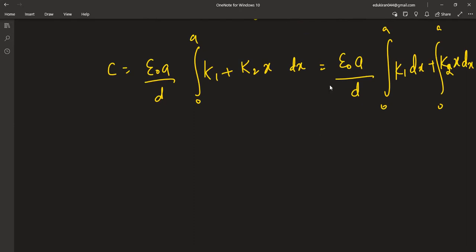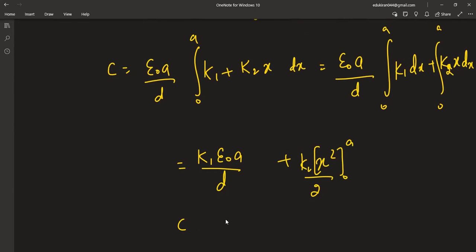Now see what your equivalent capacitance will be. K1 is a constant, so this will be just as it is, epsilon naught A by D plus this becomes x square by 2, K2 from 0 to A. So C becomes equal to K1 epsilon naught A by D plus K2 A square by 2. This is your final answer.